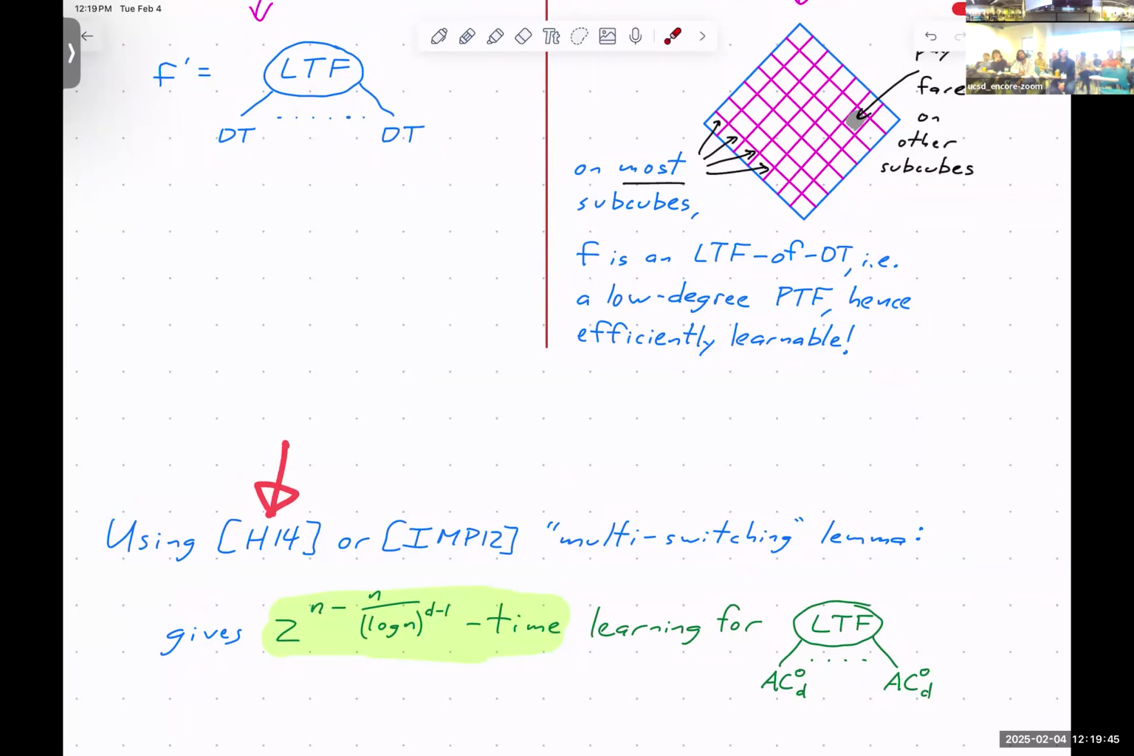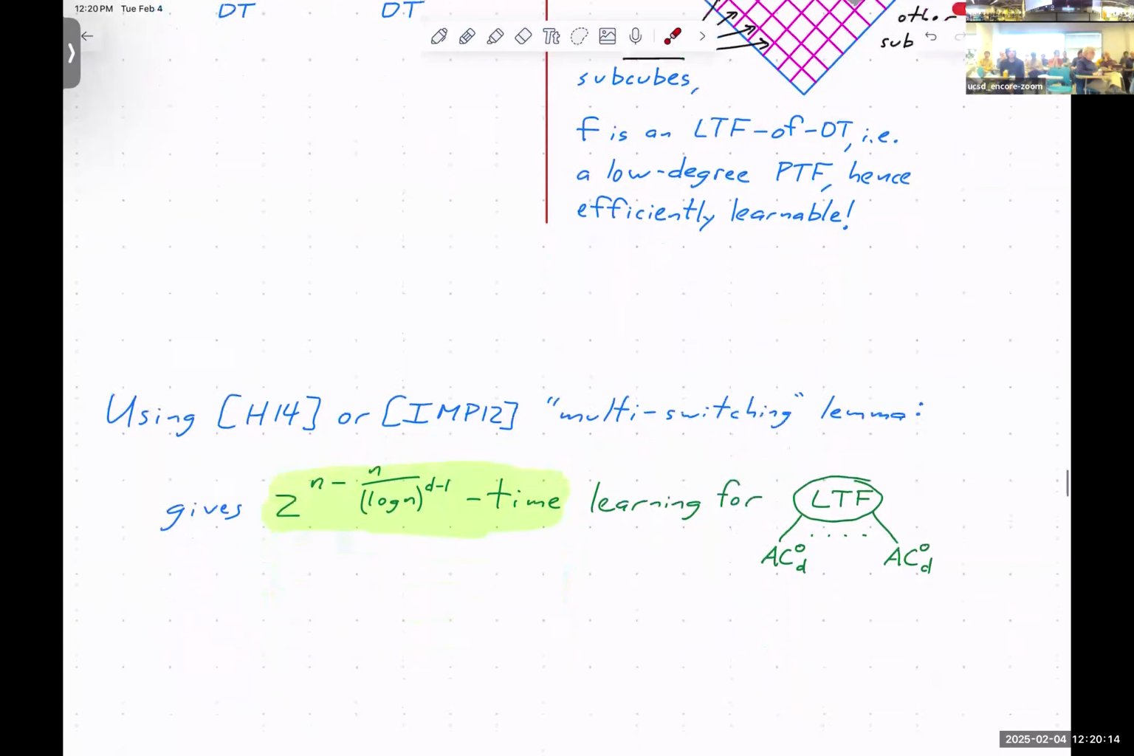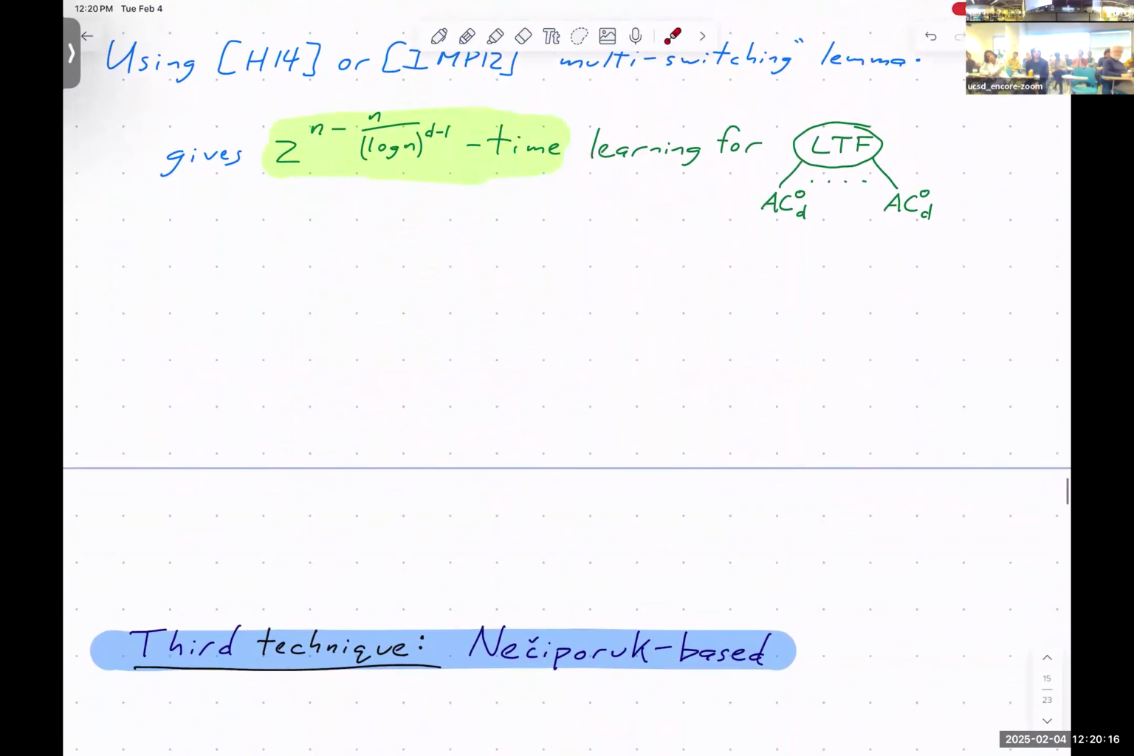The right thing to do is to use one of these multi-switching lemmas, either Russell's work with William Matthews, or Johan's multi-switching lemma. You work this through and you trade the parameters off against each other, and you do get pretty good savings even for LTF of AC0. So, what's the lesson here? It's a lesson we all know: it pays to open up the proof and look at what's really going on to get you the uniform distribution results. So that's the second technique that I wanted to tell you about.